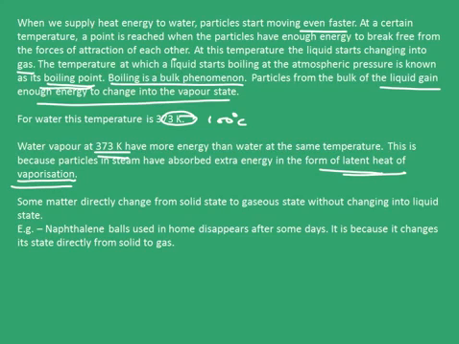Some matter directly changes from solid state to gaseous state without changing into the liquid state. An example is the naphthalene balls that are used at home. We see that these balls disappear after some days. This is because it changes its state directly from the solid state to the gaseous state, and this change is also known as sublimation.